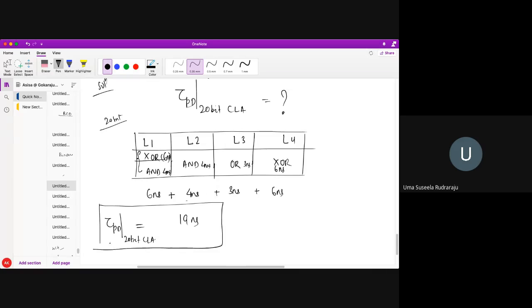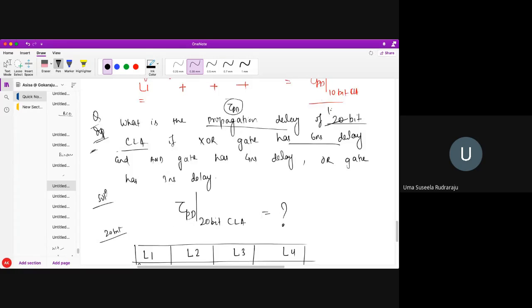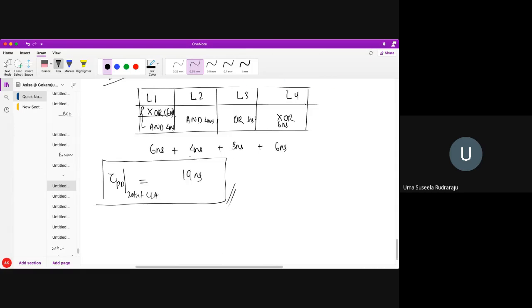Students, do you all understand how to find it? Very simple. You need to find each level's propagation delay and at the end add them up to get the final propagation delay of that CLA. It may be 20 bit CLA, 100 bit CLA, or whatever bit CLA. Even if the question is 1000 bit CLA, the propagation delay is the same. For 20 bit or 1000 bit CLA, every time the propagation delay is 19 nanosecond only, because the levels are fixed at 4 levels. That is the reason.